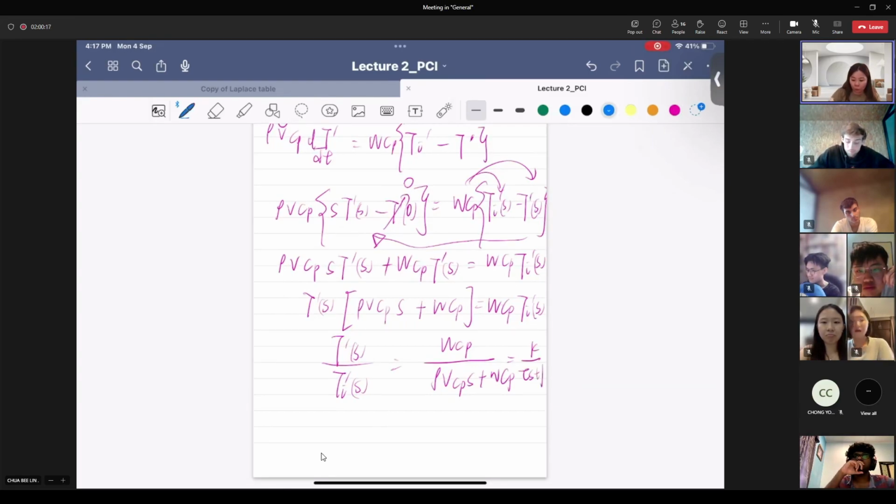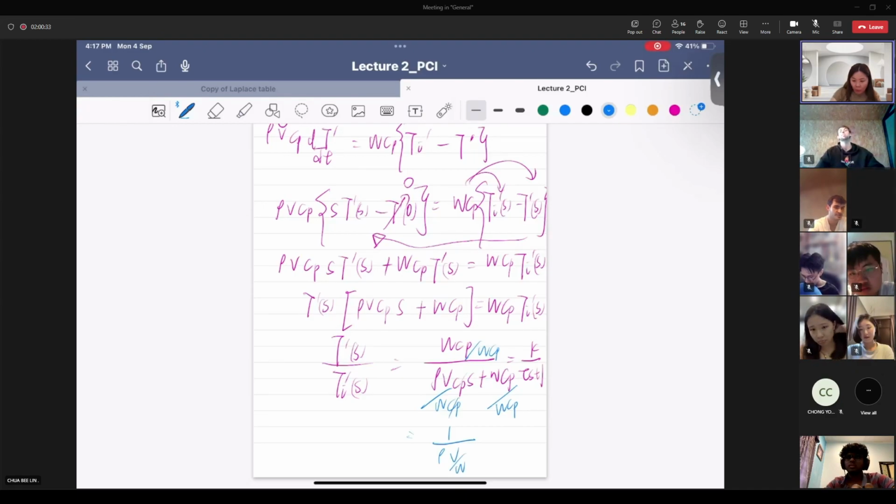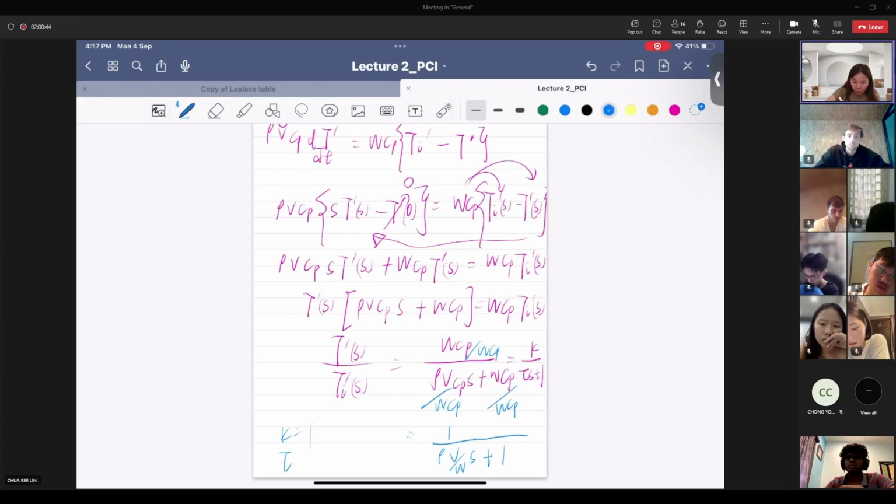Therefore, you have to divide the equation by omega Cp, and finally the answer will be 1 over rho V per omega. Cp is cancelled, so I don't erase anything. You can cancel later. S, this one plus 1. So your K equals 1. Your tau equals rho V per omega.